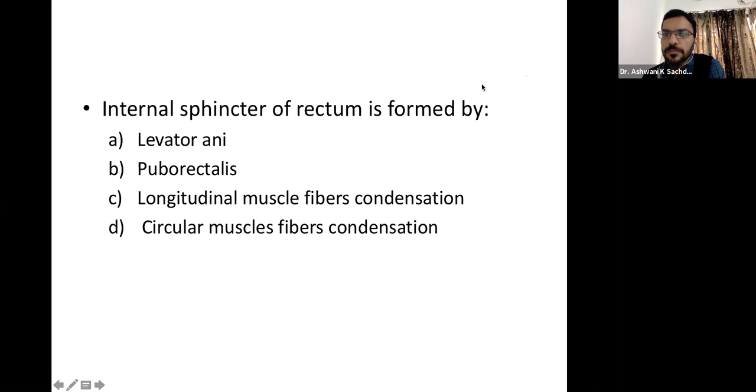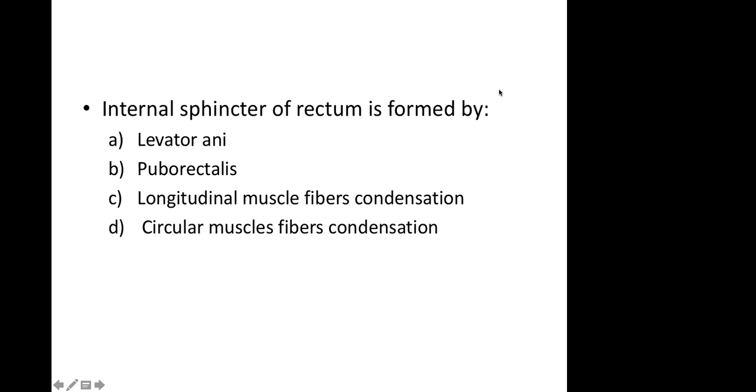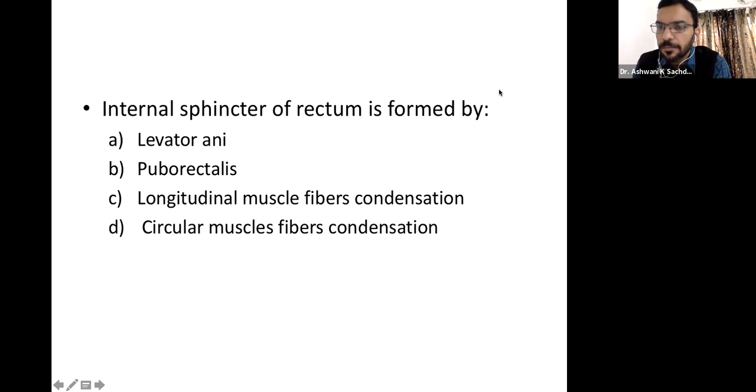So in this case, the answer should be levator ani muscle, I guess. So I'll confirm this answer, and then we can have a discussion on this. Most likely the answer should be levator ani muscle in this case, because rectal sensation will lead to contraction and anal continence.